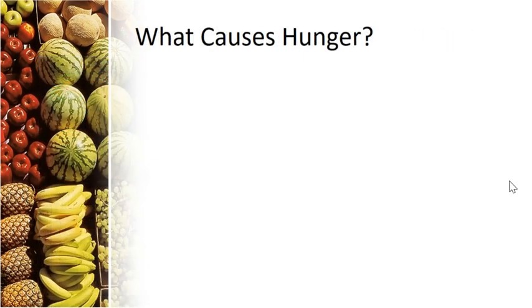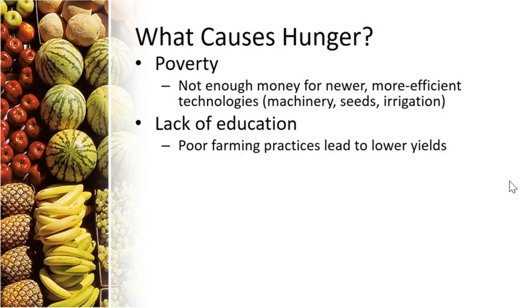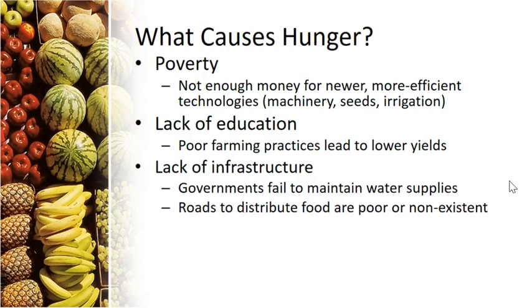So what really causes hunger? Poverty, all right? Not enough money for newer, more efficient technologies, machinery, seeds, irrigation, okay? A lack of education, not understanding the best farming practices, will really cut yields significantly. And so all over the world, especially in the developing world, you have really poor farming practices, and that is catastrophic in areas where you have people who are hungry, right? You're just not producing enough food, and that leads to the need for food aid.